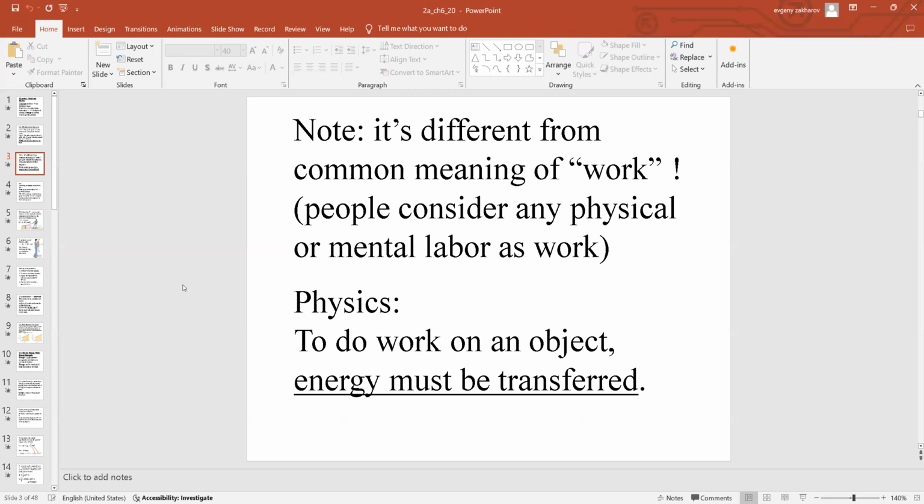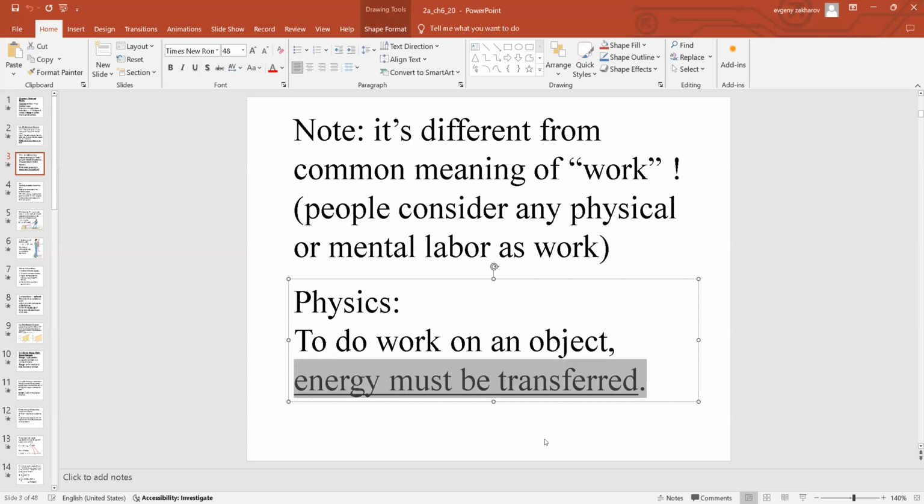You think, oh, I'm doing so much work, but if you're just sitting in your chair and doing your mental work, this has nothing to do with work in physics. So in order to do work on an object in terms of physics, you have to think about energy transfer to the system or from the system.